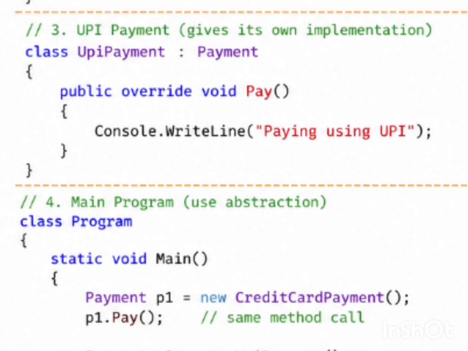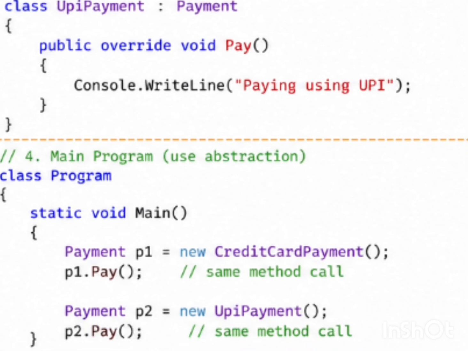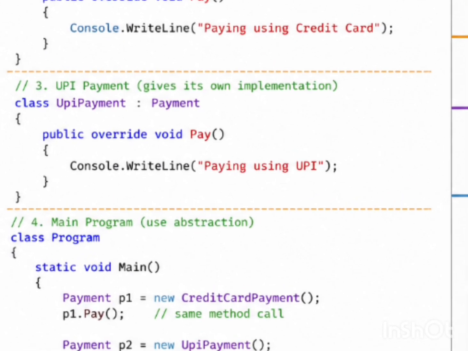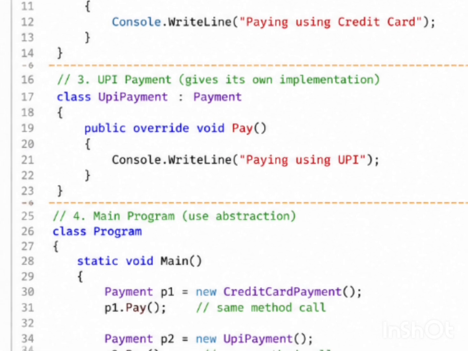So any number of new implementations can come, and you are not disturbing any existing code here. You're just creating a separate class and giving the implementation to the same method, but a different implementation. And in the main class down below you can see, similarly you create one new payment, p3, a PayPal payment, you'll create it. So this is how abstraction works. You can see it looks like very clean and maintainable code.